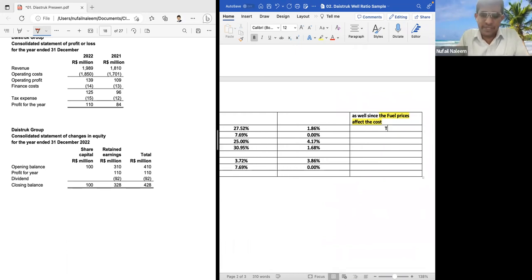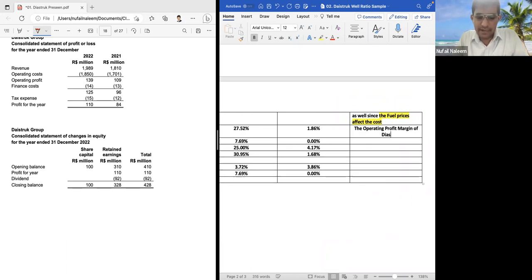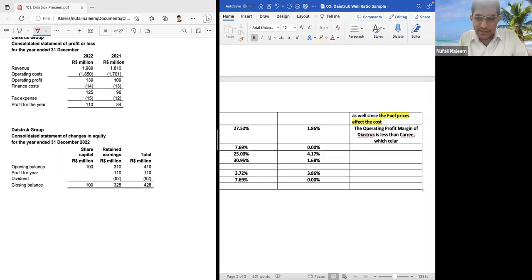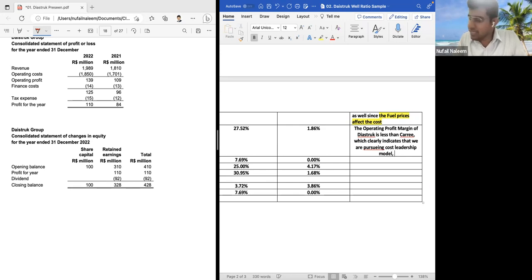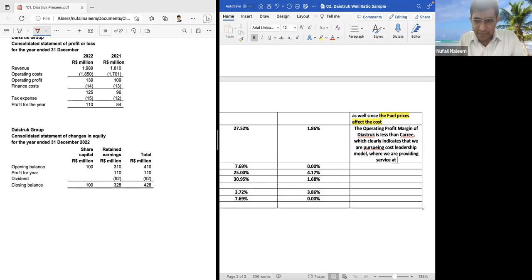So I'll write down here. The operating profit margin of Daistruk is less than whom, students? Carry, which clearly indicates that we are pursuing a cost leadership model. What, students? Understand it very clearly. We are pursuing what, students? A cost leadership model, where we are providing service at an affordable price.